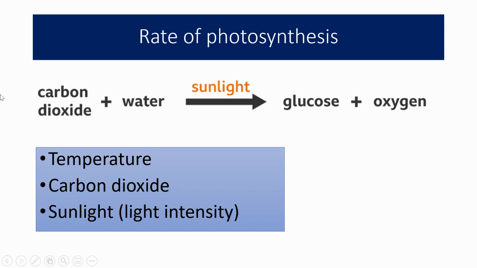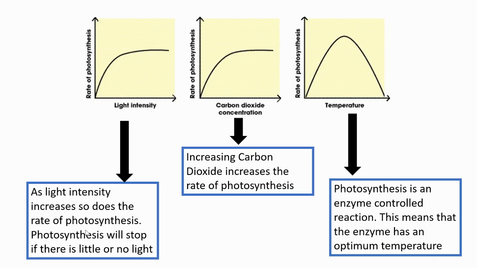So the rate of photosynthesis, what this means is how quickly photosynthesis is occurring. So plants will want this, if they have thought, to occur as quickly as possible. So there are different things that might limit how quickly this is happening: temperature, carbon dioxide, and sunlight. We're going to have a look at how these impact photosynthesis. So light intensity, as the light intensity increases, so does the rate of photosynthesis. If you took a plant and put it into a pitch black room, it wouldn't photosynthesize and it would die. Carbon dioxide, if you increase the carbon dioxide concentration, the rate of photosynthesis also increases.